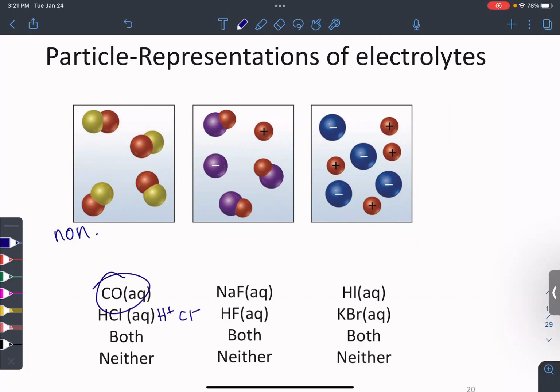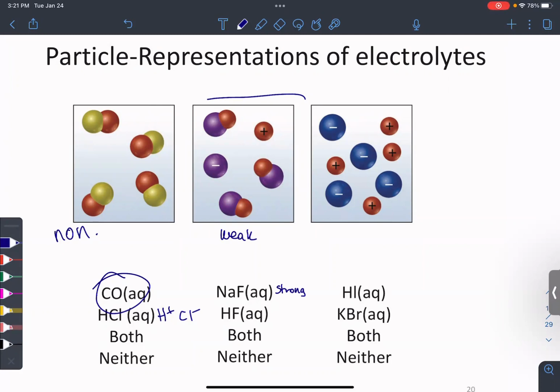All right. So the next one, this picture represents what kind of electrolyte? Weak. Yes. So I guess the best thing to do is just go through this list and see, okay, what kind of electrolytes are they? NaF is what kind of electrolyte? It's ionic, so it has to be strong because it's ionic. What about HF? That's an acid.